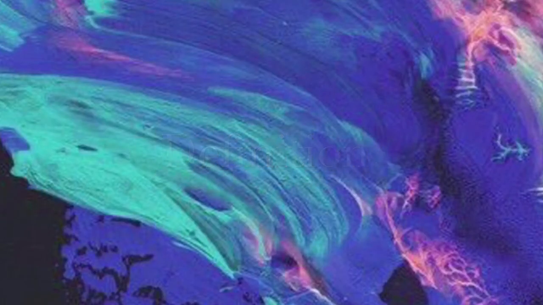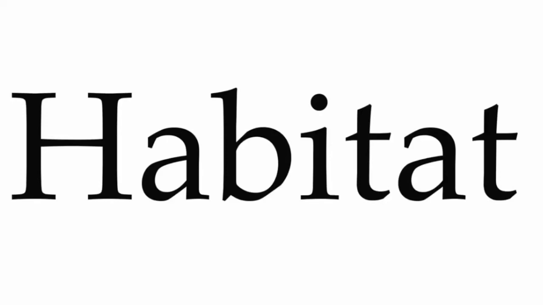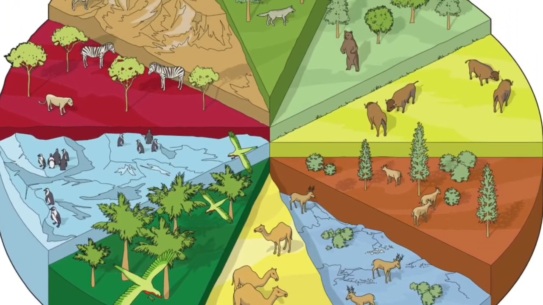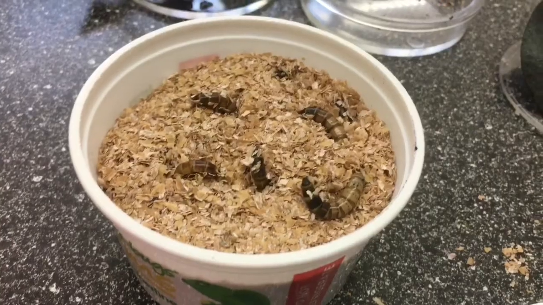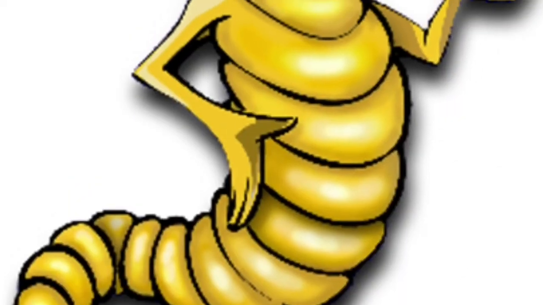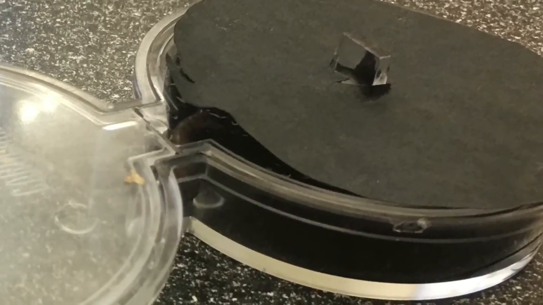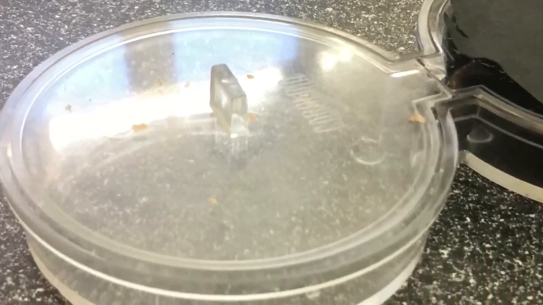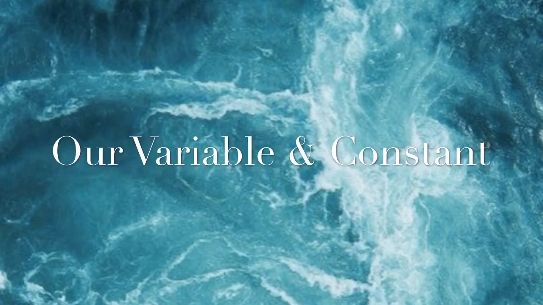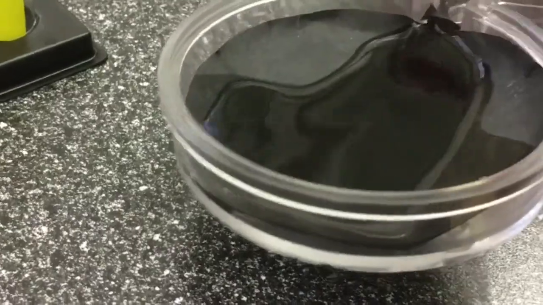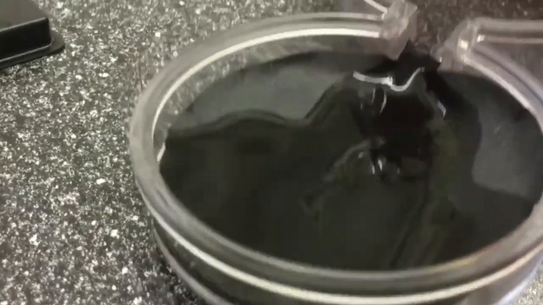A habitat is the natural home or environment of an animal, plant, or any other living organism. The living organism that our group got was mealworms. In this experiment, we will test if the mealworms choose to go on the dark side of the chamber or stay in the empty one. The variable in our experiment is the wet black paper. The constant is the choice chamber.